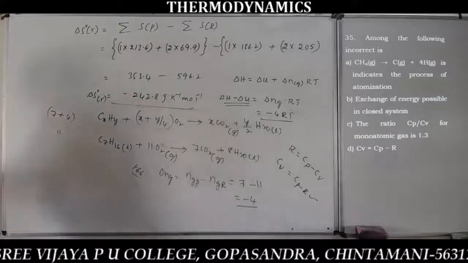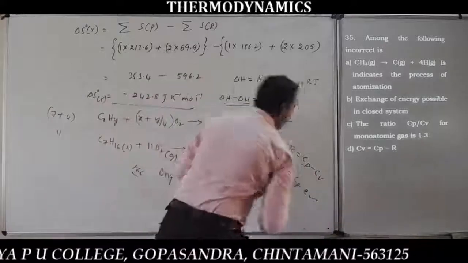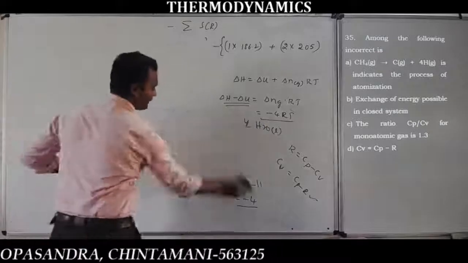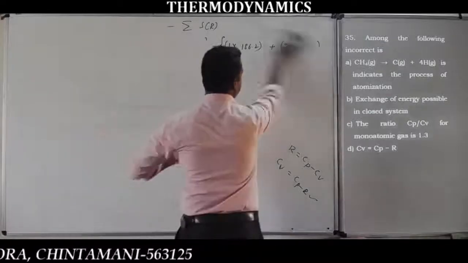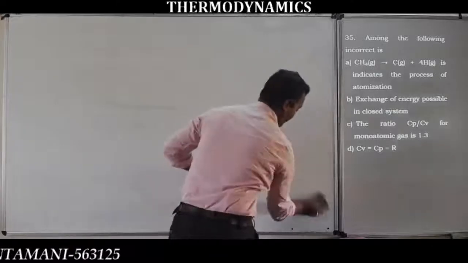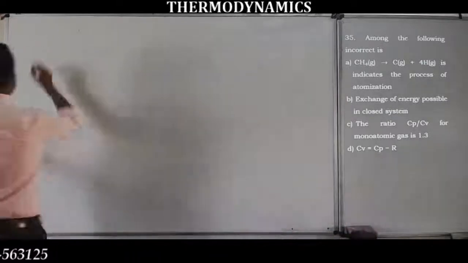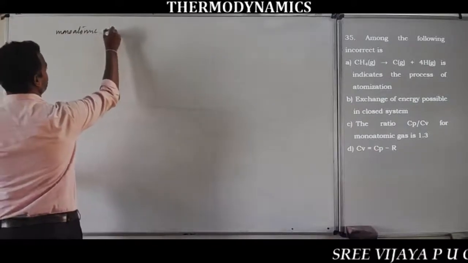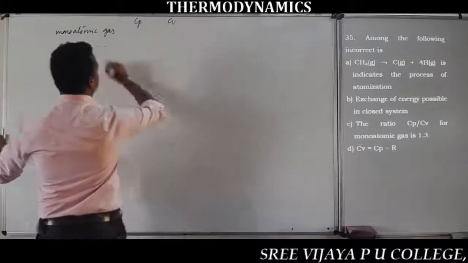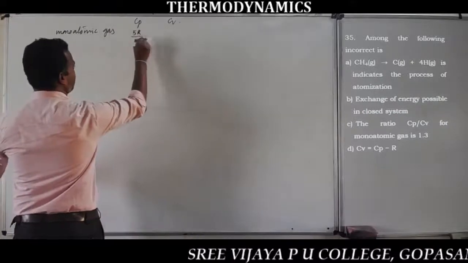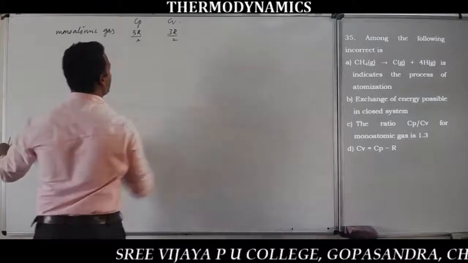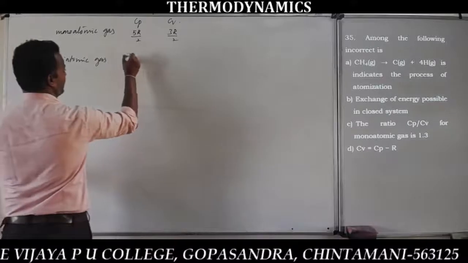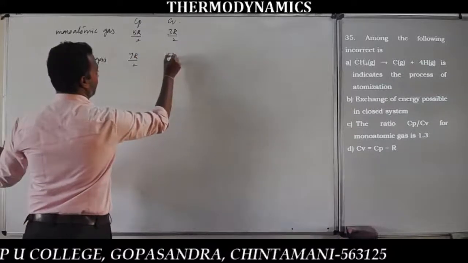So ಅದನ್ನೇ ಆಲ್ರೆಡಿ ಟೇಬಲ್ ಕೊಟ್ಟಿದ್ದೀನಿ ನಿಮಗೆ. What is the Cp and Cv values? Molar heat capacity at constant volume and at constant pressure values for monoatomic and diatomic gases. So for monoatomic gas, Cp value is 5R divided by 2 and Cv value is 3R divided by 2. ಅದೇ diatomic gas ಗೆ 7R by 2 and this is 5R by 2.